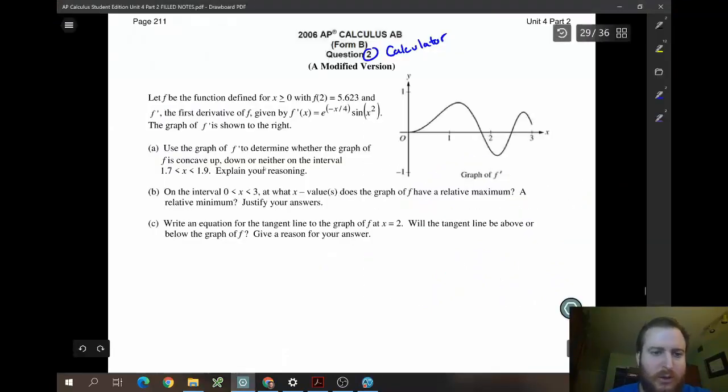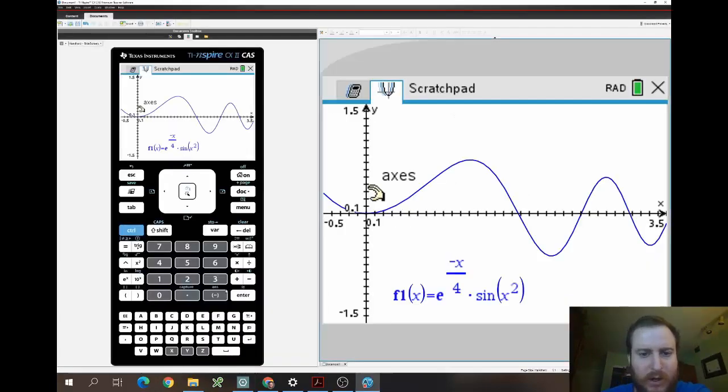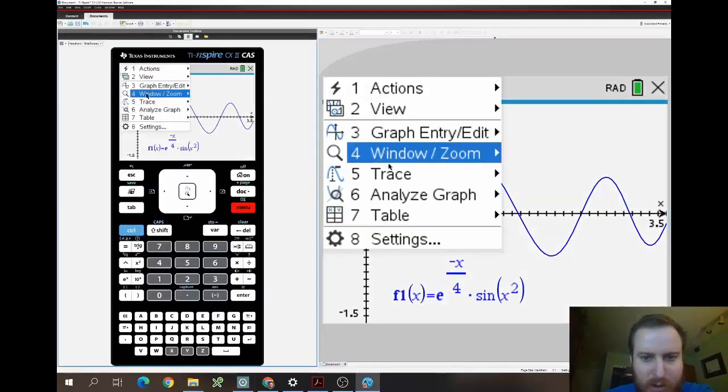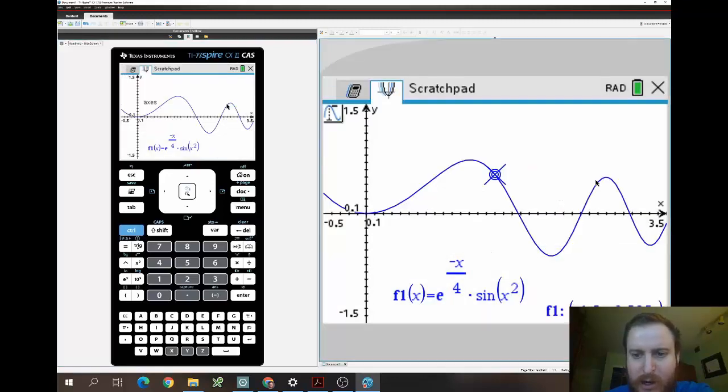So this says, use the graph of f prime to determine whether the graph of f is concave up, down, or neither between 1.7 and 1.9. Now, looking at the graph, I would think 1.5 looks like it's about here. So I think 1.7 would be somewhere around here and 1.9 would be somewhere around here. But you never want to assume in math, so it's better to use the trace button and actually find out where exactly those points are. So 1.7 is somewhere right there, and 1.9 is right there. So in between those two sections, right in this area, are we concave up, concave down, or neither?